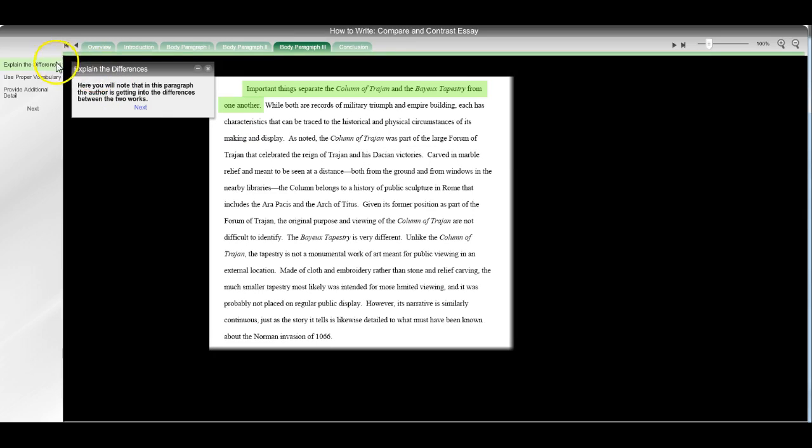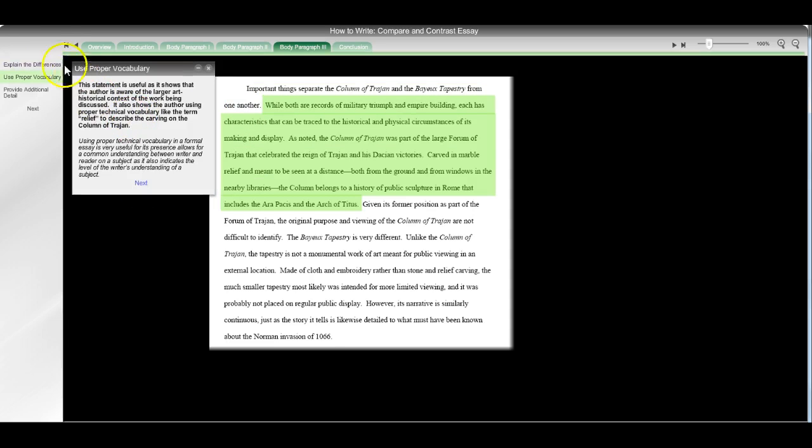Number 13. Explain the differences. Here you will note in this paragraph that the author is getting into the differences between the 2 works. So this connecting introductory sentence states, important things separate the Column of Trajan and the Bayeux Tapestry from one another.